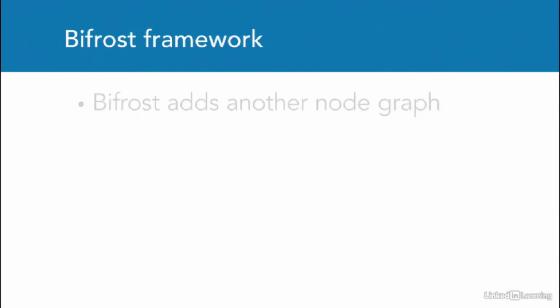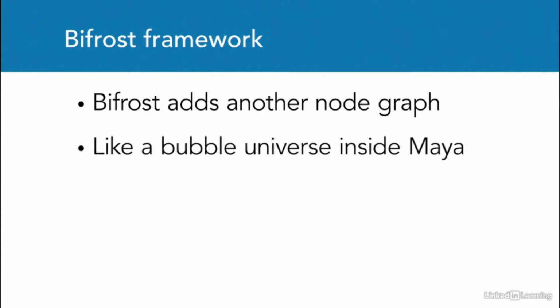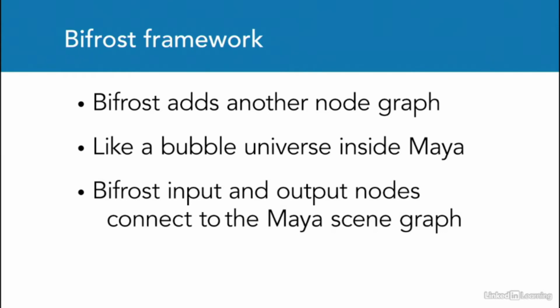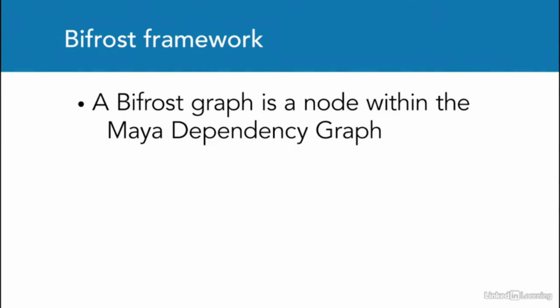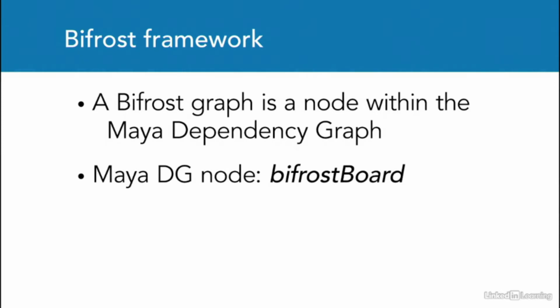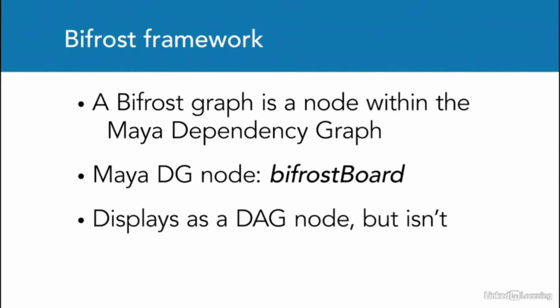The Bifrost extension adds a third node graph to Maya, but it is very different to the DAG and the dependency graph. Bifrost is its own bubble universe inside Maya. Whatever happens in Bifrost stays in Bifrost, unless we connect it to Maya through input and output nodes in the Bifrost graph editor. The Bifrost graph is implemented as a node within the Maya dependency graph, called Bifrost Board. The Bifrost graph appears in the Maya outliner and node editor as if it were a DAG node, but that's just for convenience, and the graph itself is not a 3D object, and it has no transforms.